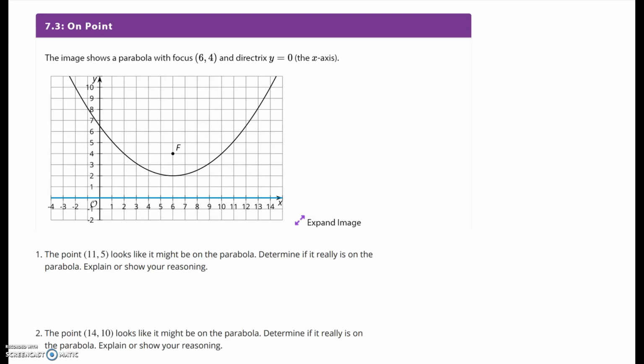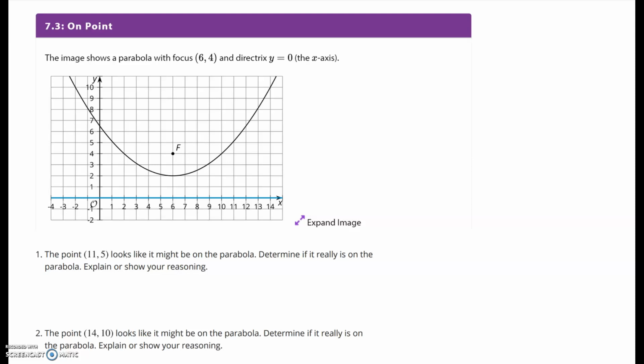All right, for problem 7.3, what we're asked to do is determine if some points are or are not on the parabola. Now, we can do this by guessing, right? If we plot the point and maybe zoom in, we can take a guess: is it on, is it not on? But what we really want to do is prove it algebraically.